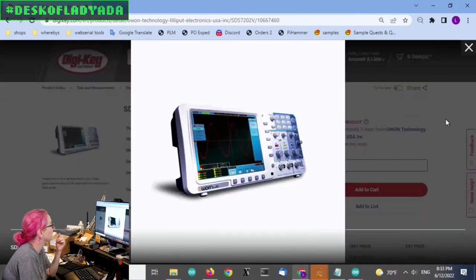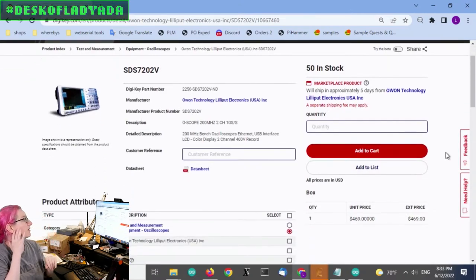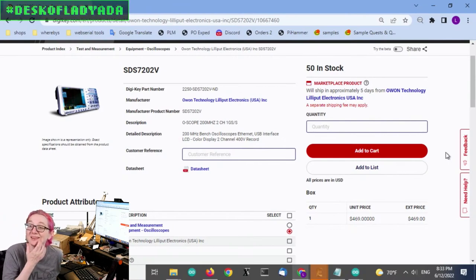It has a big screen. It's only two channel, but you'll get it for $500, and it's got a gigasample per second and 200 megahertz. That'll last you quite a bit. If you get this in college or something, you'll be using it easily for 5-6 years. And I've seen people use these scopes.